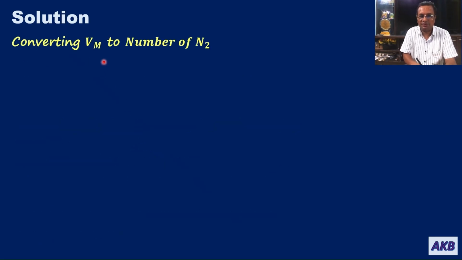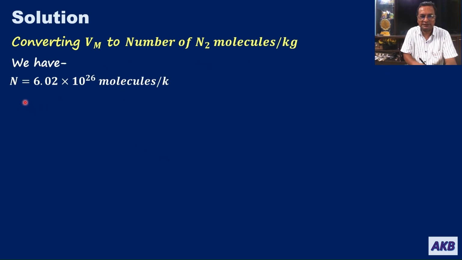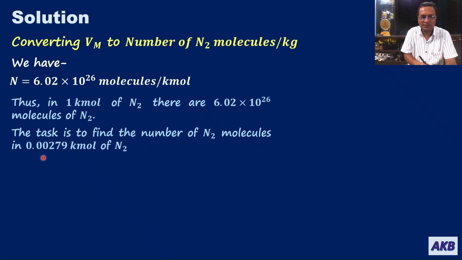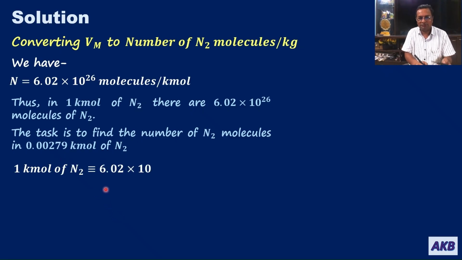Now let us move on. We are converting Vm to number of N2 molecules per kg. Avogadro number is given to us, 6.02 into 10 to the power 26 molecules per kilomole. That means in 1 kilomole of nitrogen, there are 6.02 into 10 to the power 26 molecules of nitrogen. Now the task is to find out the number of N2 molecules in 0.00279 kilomole of nitrogen. So the equivalence will be written in this way. 1 kilomole of nitrogen is equivalent to 6.02 into 10 to the power 26 molecules of nitrogen.